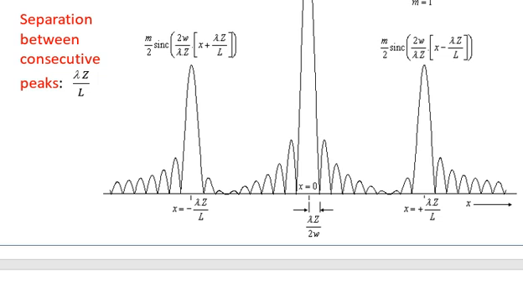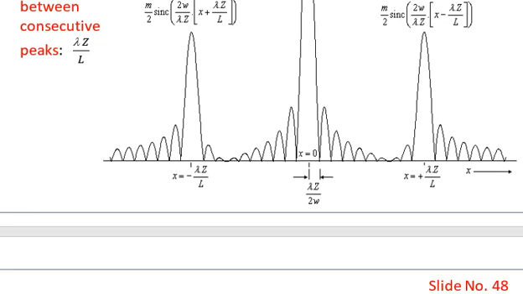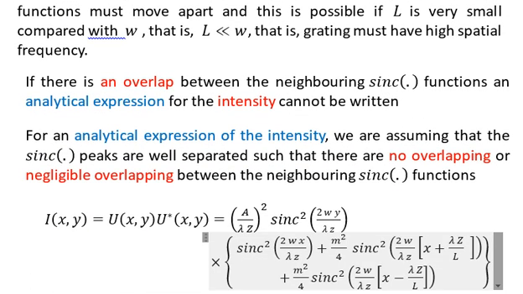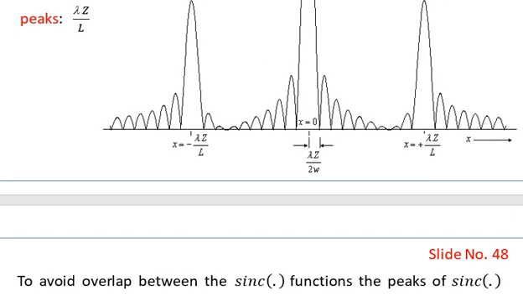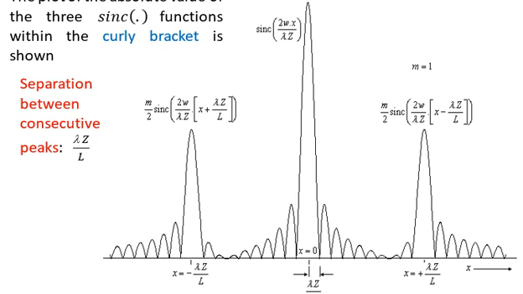If L is small, then the separation of the peaks will be greater on both sides, because L occurs in the denominator. So if L is small, the terms will be greater, so the peaks will be farther away from the central peak. So if we are using a grating of high spatial frequencies, then these three peaks associated with the sinc functions will be well separated from each other.